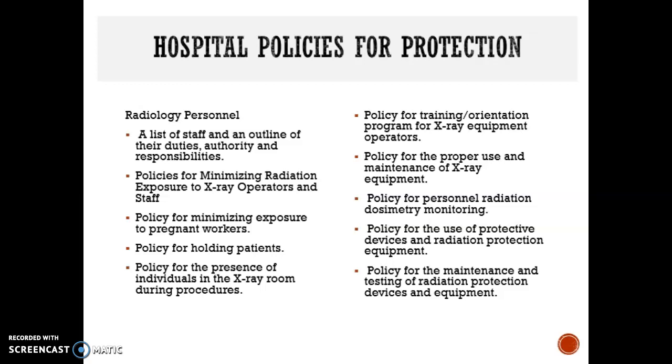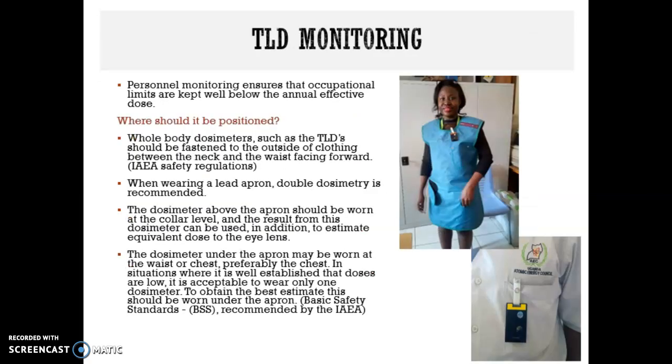Although we know that the risk to ourselves is quite low, we have to consciously employ all appropriate radiation control procedures. Evaluation of dose is an important aspect of radiation protection. Personal monitoring ensures that the occupational limits are kept well below the annual effective dose. So that is considering the type of radiation you are exposed to as well.